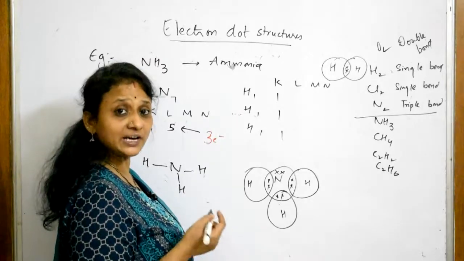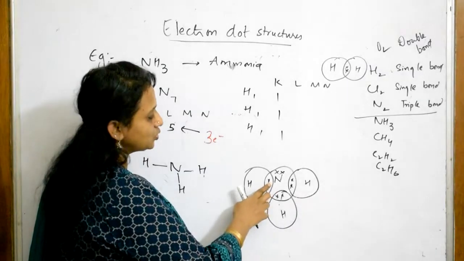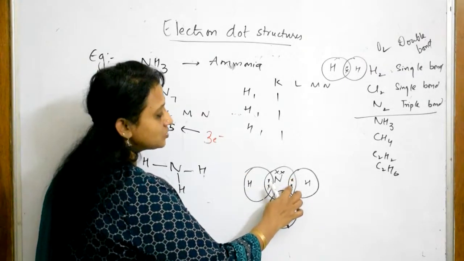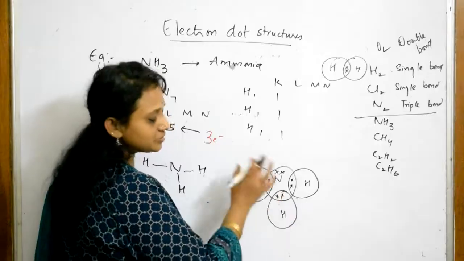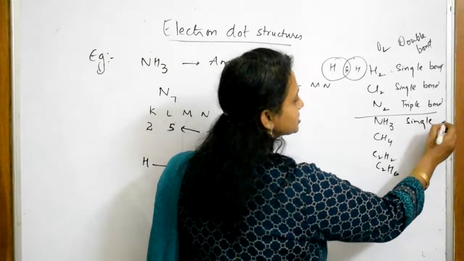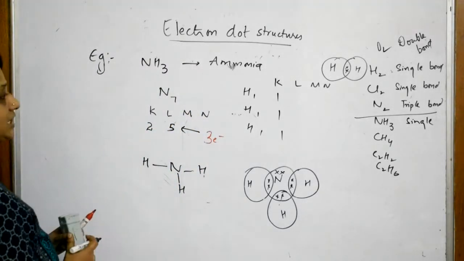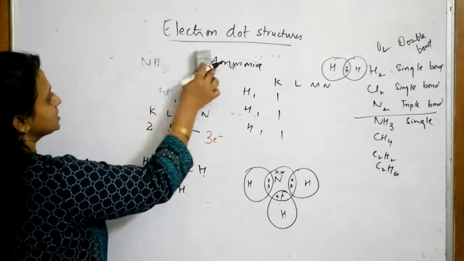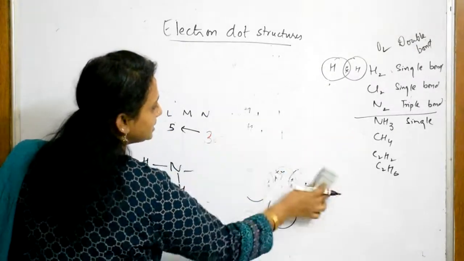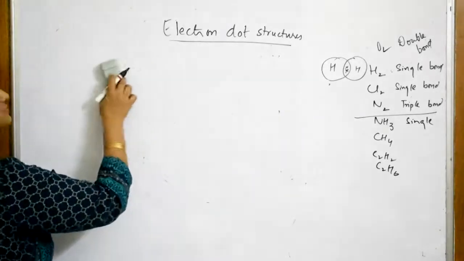Ma'am, for hydrogen also 8? No, it requires only 2 electrons to become stable. So this 2 counts for this hydrogen, this 2 counts for this hydrogen, this 2 counts for this hydrogen. So ammonia, which type of bond does it form? It forms a single bond. Over. Let us write the structure for methane, CH4.